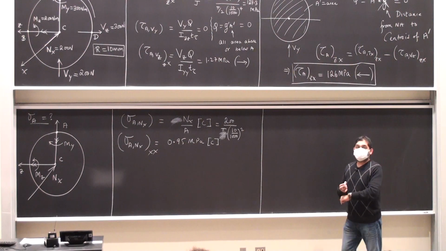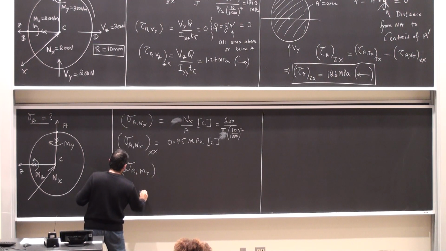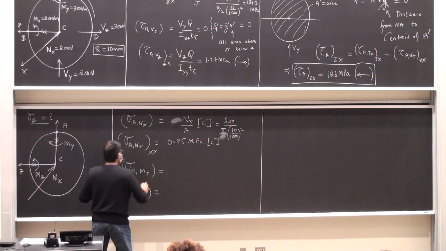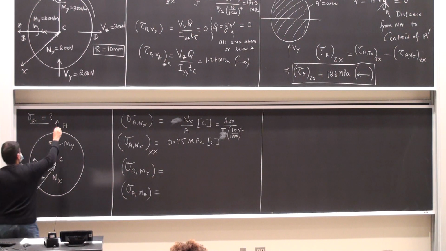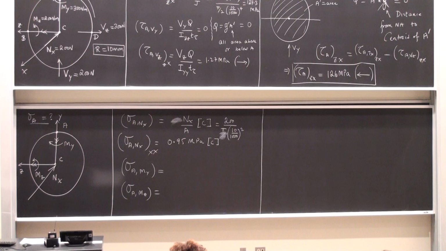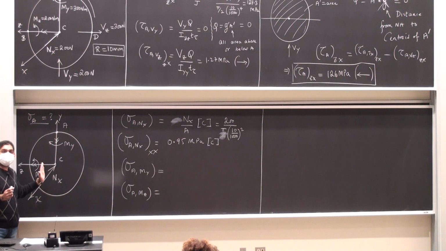Then I look at the contribution of the remaining two, sigma A due to my and sigma A due to mz. This is the y-axis, x-axis, and the z-axis. Point A, if I look at the bending moment my, for the bending moment, the point is on the bending axis itself, which means that there will be no stresses at the point A due to this bending moment my. Makes sense to everybody, right?